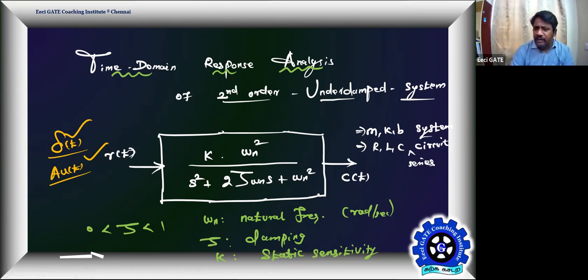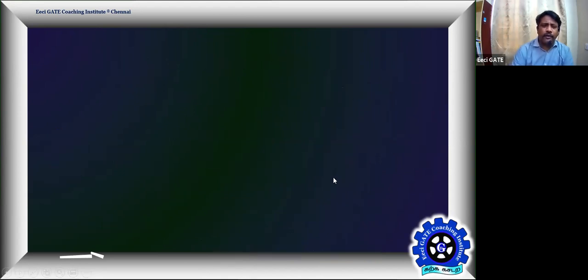So we are only going to remember the formulations or conclusions for the responses. We are going to get the unit impulse response of the system, that is C of t for unit impulse input, and C of t for the step input. That's all we are going to do for the second order underdamped system. So let us understand the system better based on its pole locations.